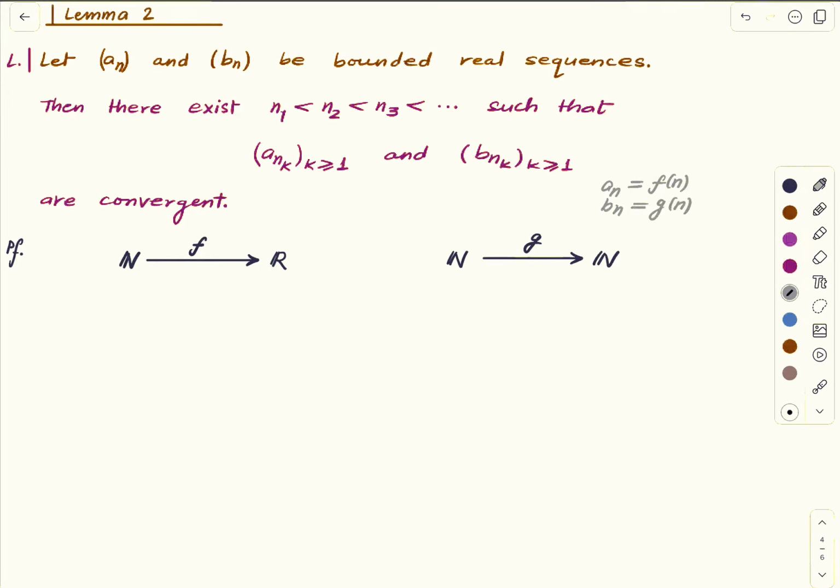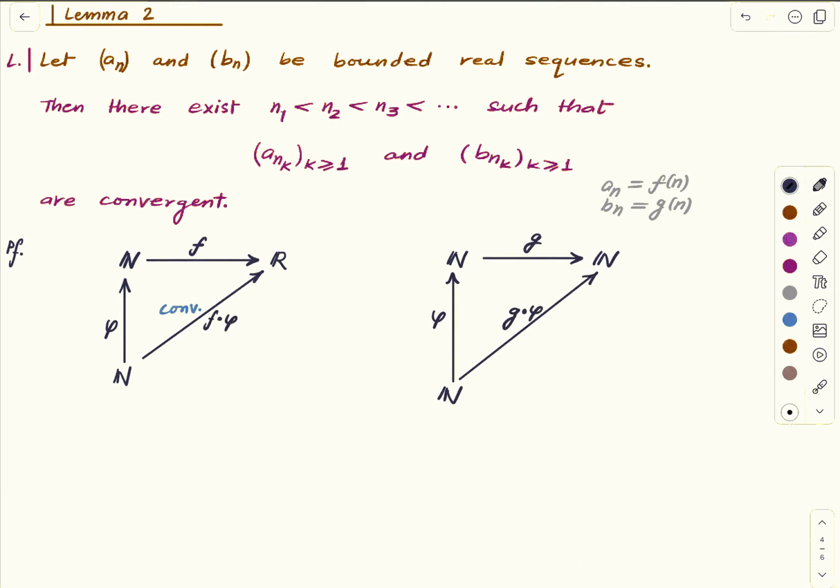Now by the Bolzano-Weierstrass property, f has a convergent subsequence. Which means there is a strictly increasing function phi such that this composite, which is of course a sequence in reals, is convergent. This is by Bolzano-Weierstrass. Now we are not trying to say that g composed with phi is also convergent, but it is a subsequence of g. It is some subsequence of g.